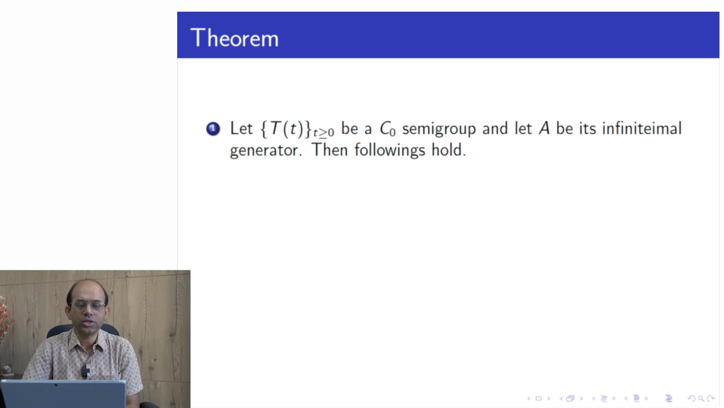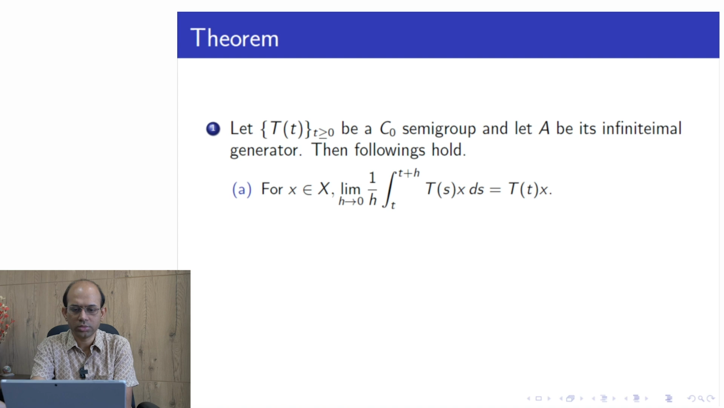Okay, so we would see another theorem today. Let T, capital T, be a C0 semigroup, and let A be its infinitesimal generator, then the following hold. For any x in capital X, the Banach space, so capital T is a C0 semigroup on this Banach space capital X, correct? For any small x in capital X, the limit as h tends to 0 of 1 over h times the integral from t to t plus h of T(s)x ds is equal to T(t)x.